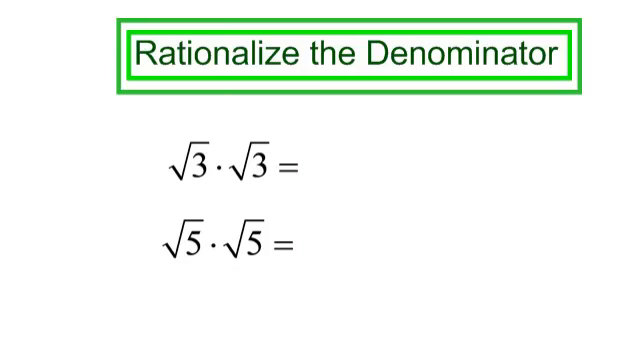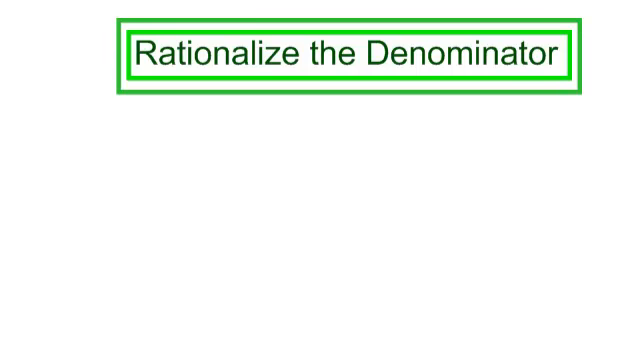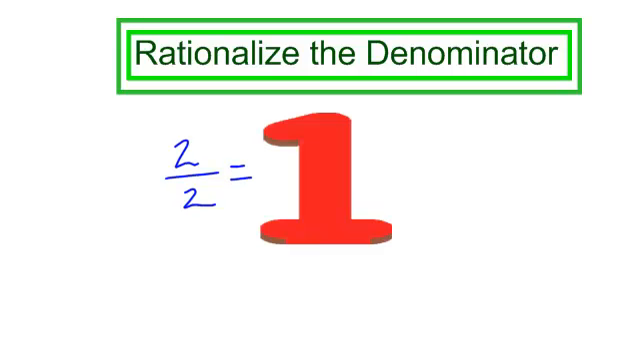One more little rule you should remember. Y'all do remember that any number over itself is just 1, correct? 2 over 2 is 1. X divided by x is 1. 3 divided by 3 is 1.